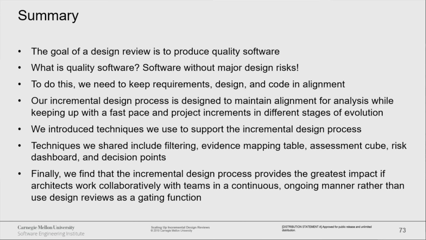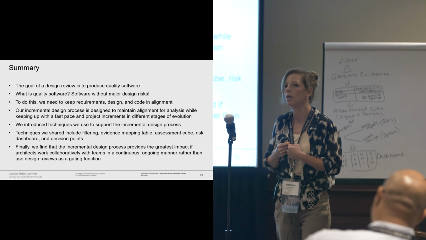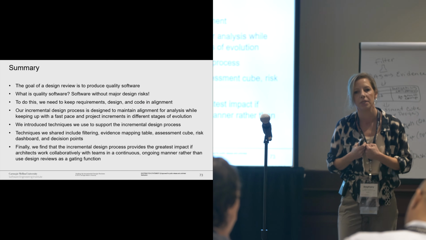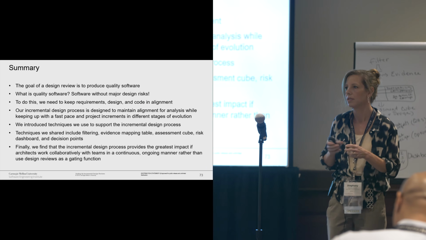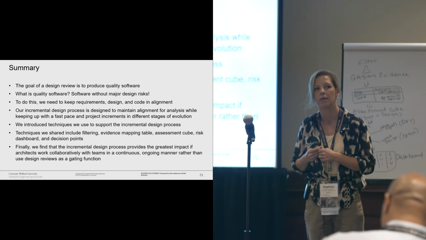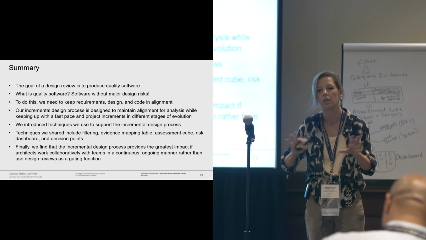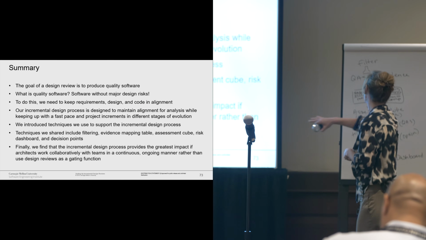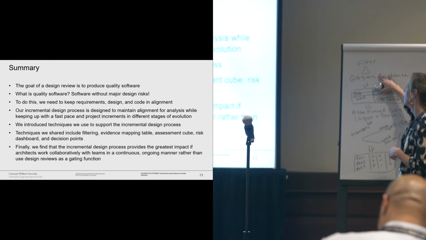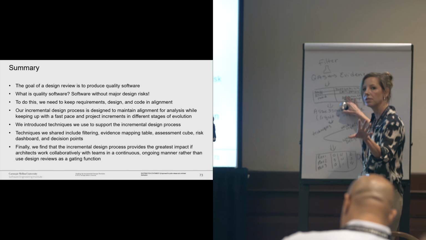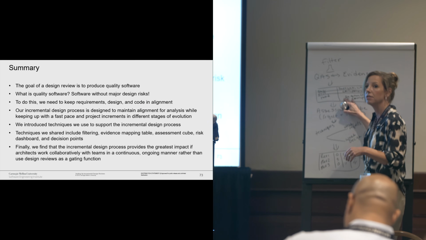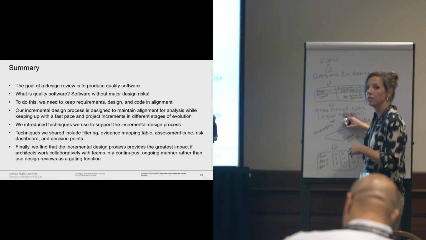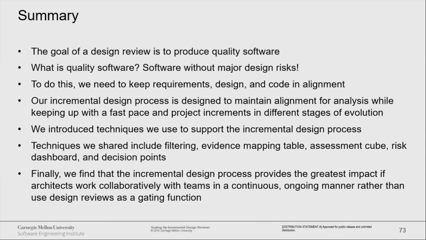So in summary, the goal of the design review is to produce quality software. Our incremental design process is really intended to allow us to deal with a fast-paced incremental environment and be able to very quickly sift through a lot of information and be effective quickly. We talked about techniques, including the filtering. We talked about the evidence mapping table, which is something you can use tomorrow. Believe it or not, we use that all the time, and it's really a very helpful thing. The assessment cube is also very helpful. That's our no-go decision tool that we use.